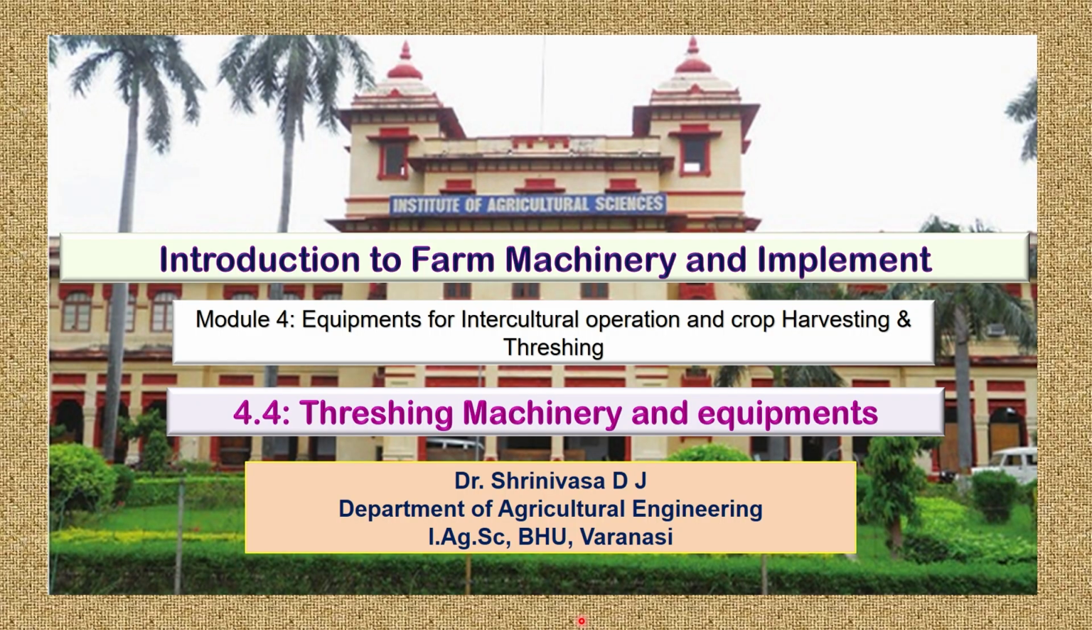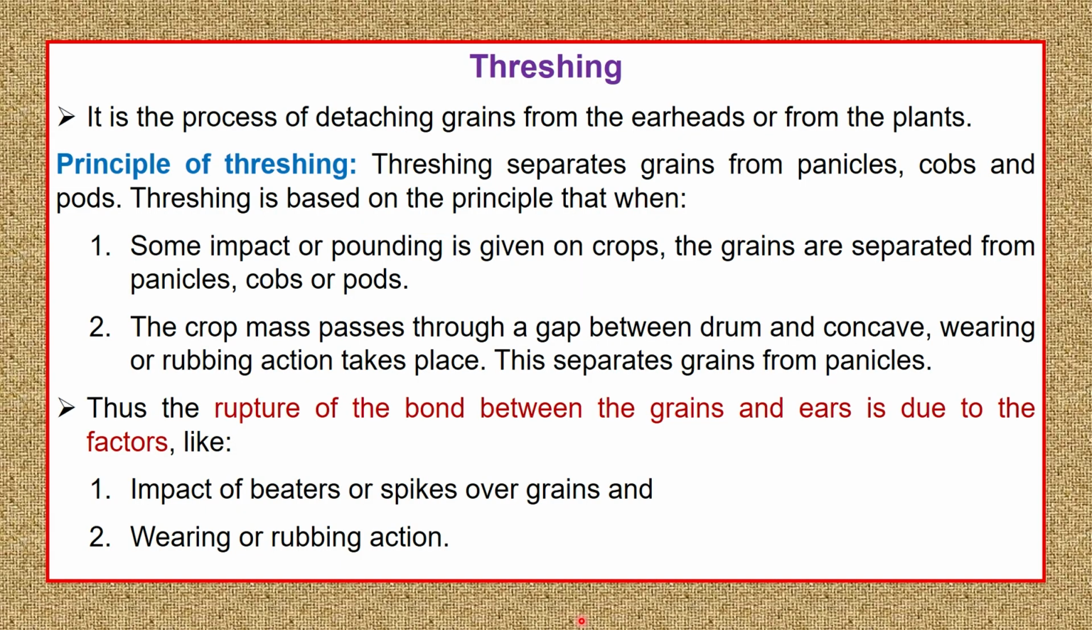In the previous lecture, we were talking about harvesting machines and different types of harvesting machines for harvesting crops above the ground, and harvesting crops which are below the ground. In this lecture, we are going to talk about threshing machines and equipment, used for threshing operations of crops.